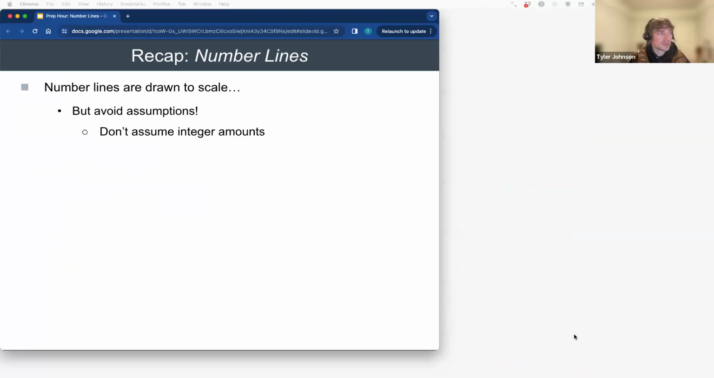For me, number lines: recognize they are drawn to scale, but that doesn't mean you can make assumptions when it comes to variables labeled on those lines, right? All the hard-coded numbers, if there's any integers or fractions marked there, those are all for sure in the place they're going to be, but variables have a bit of wiggle room to them. And furthermore, when nothing's labeled, don't assume that you're looking at integers. You need to be open to the possibility you're looking at fractions.